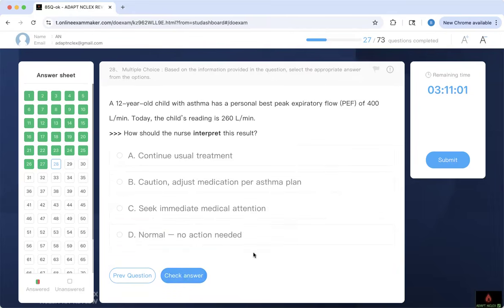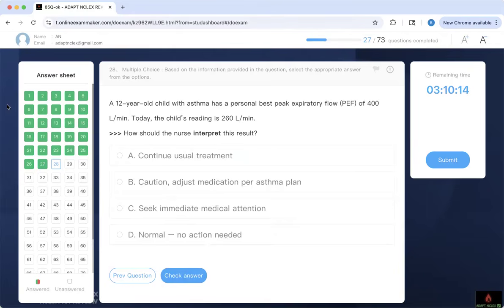Number 28. I love this question. If you get it wrong, it's okay. I'll show you how to do it. It's straightforward. But I want you to put your answer down, number 28, what you get for this. A 12-year-old child with asthma has a personal best peak flow of 400 liters per minute. Today, the child's reading is 260. How should the nurse interpret this? Continue usual treatment, caution, adjust medication per asthma plan, seek immediate medical attention, and then D is normal, no action is needed. What do you think? Look at the values I've given you. There's a clue there. It was 400 as their best, and it's 260. What does that tell you?